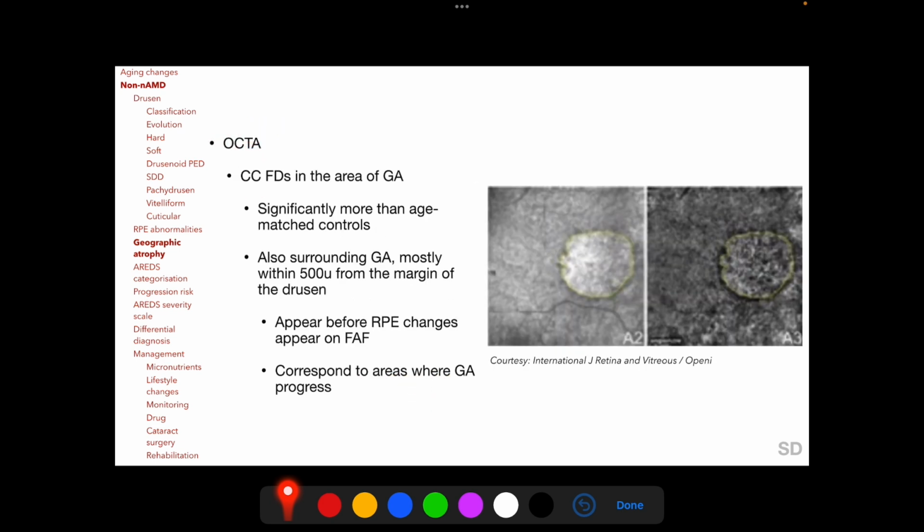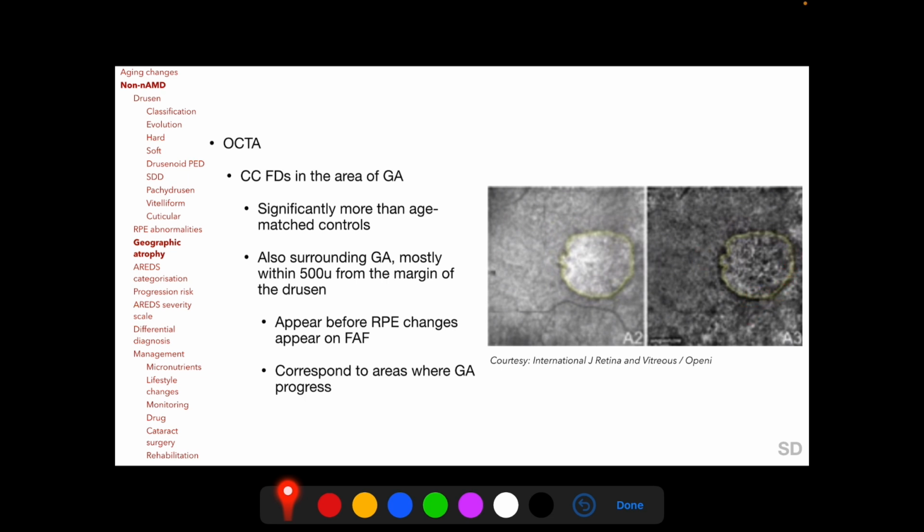On OCTA, choriocapillaris flow deficits are detected in the area of geographic atrophy. So this is the OFI image and this is the OCTA image at the level of choriocapillaris of the same eye. And on the OCTA image, the choriocapillaris flow deficits appear as dark areas, both within the geographic atrophy and surrounding the geographic atrophy.